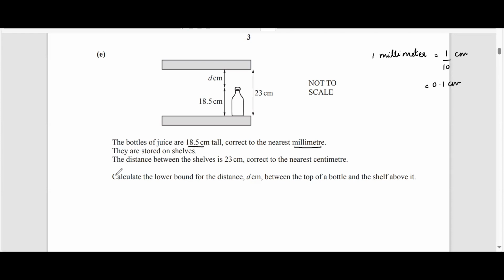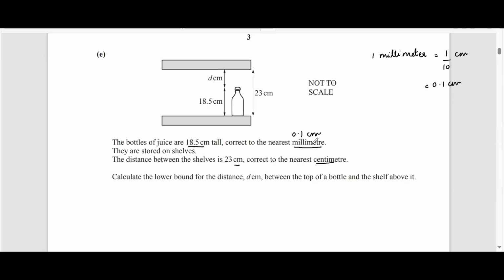So I can rewrite this question as: the bottles of juice are 18.5 centimeter tall, correct to the nearest 0.1 centimeter. They are stored on shelves. The distance between the shelves is 23 centimeter, correct to the nearest centimeter. So here the units are the same, centimeter. Calculate the lower bound for the distance D. To find this distance D, from 23, we need to subtract 18.5. But here the question is not just calculate D, calculate the lower bound for the distance D. So let's find out the upper bound and lower bound for both the numbers.